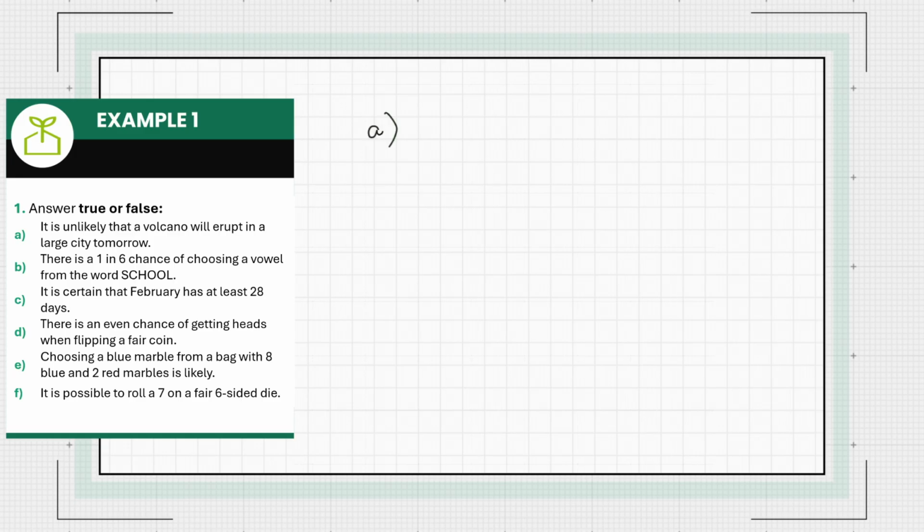Well, they're quite low. And unlikely suggests that it will be uncommon for it to occur or rare for it to occur. So in this case, that's true. It is unlikely that that would happen. Not impossible, but it is unlikely.